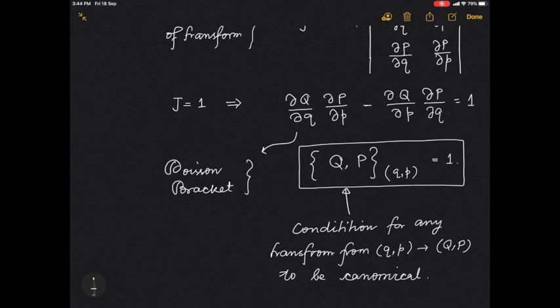So I request you to read a little bit more about this, and see how you write the same thing when the transformation is not for n equals 1, but for an arbitrary number of coordinates, arbitrary degrees of freedom. Okay, so that completes our discussion on canonical transformation for this course. Next day we will see how this canonical transformation can be seen as the evolution of the particle trajectory, or how you can get the trajectory out of the canonical transformation.